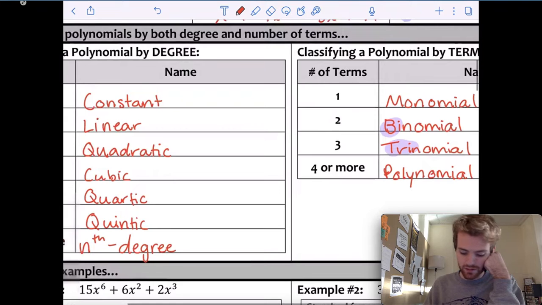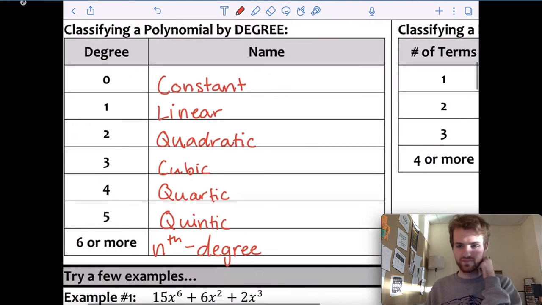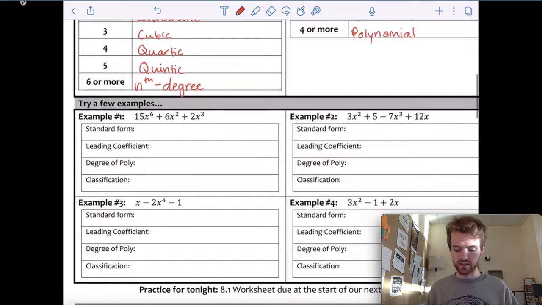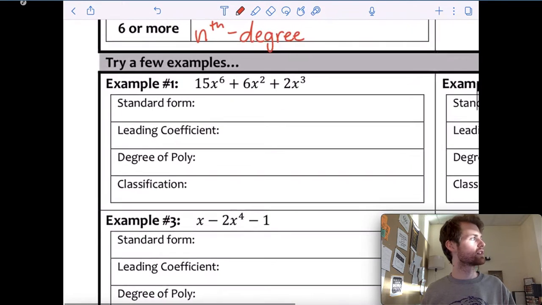Let me give you, no, we're just going to go to the examples. Haha, changed my mind. Okay, sun is in my eyes. That means we're feeling good. The sun is about to set.